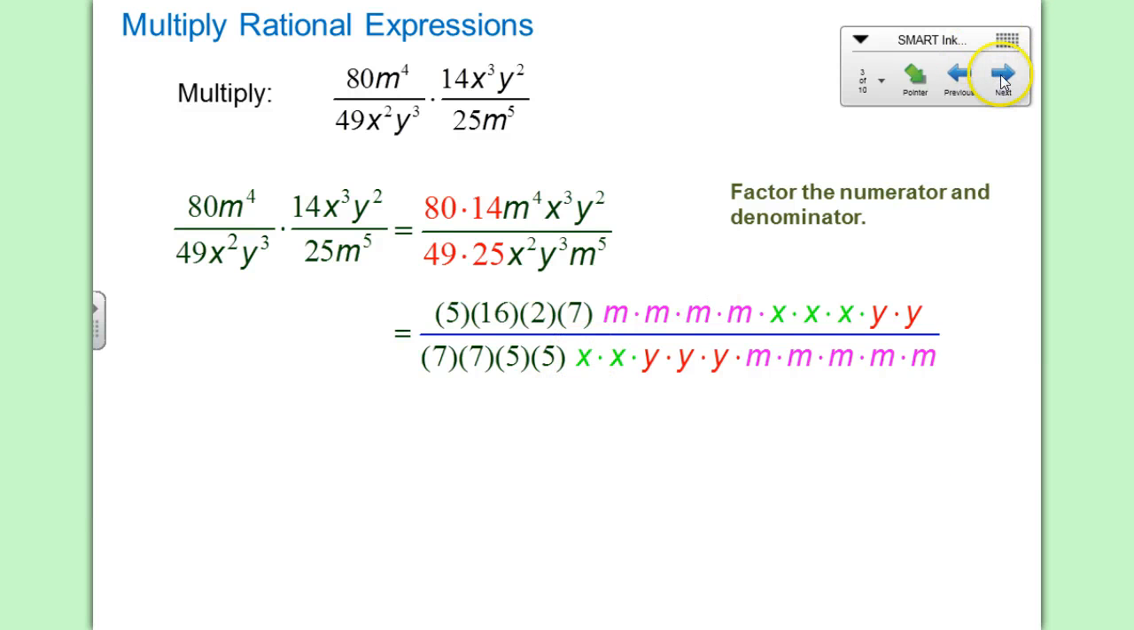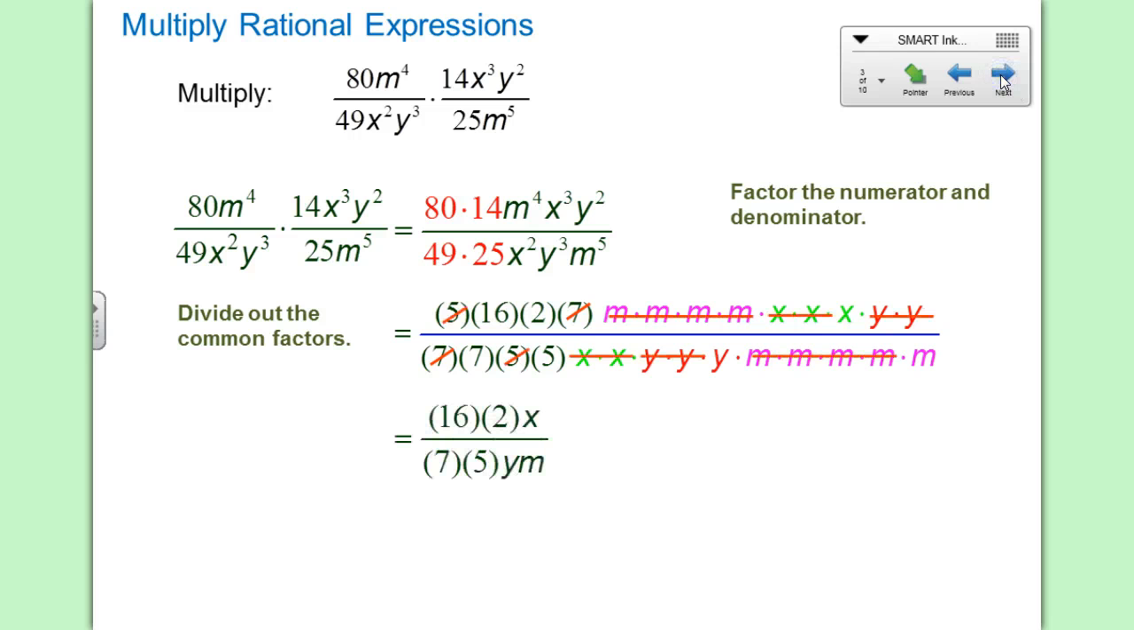So what cancels out? Once we've factored in simplest form, we divide out the common factors, 7 with 7, m's with m's, y's with y's, x's with x's. What are we left with? A 16, a 2, a 7 and 5, and a y and an m. We can put that together and get 32x over 35my.